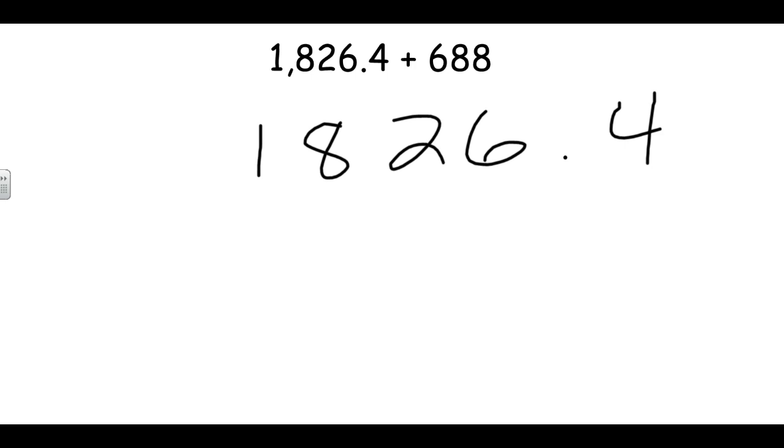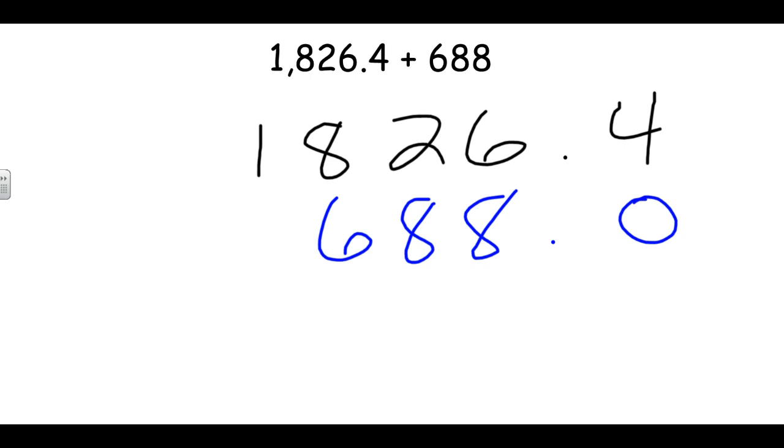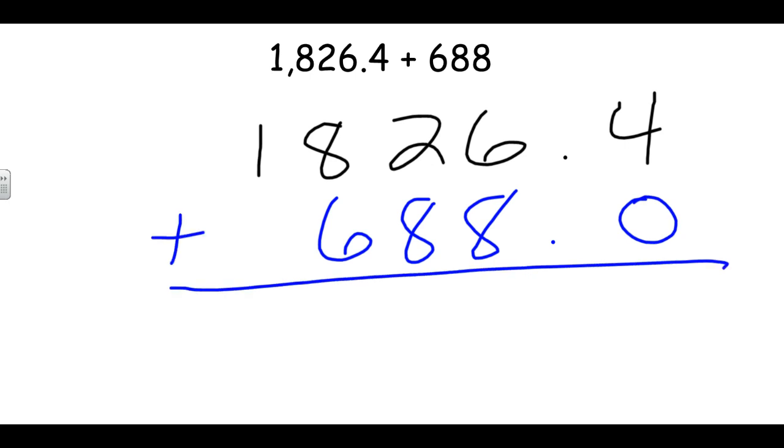So here we go. Let's write it correctly. 688. We can add a decimal point and a 0 if we want. And now we go through our standard addition algorithm, which is just a way that we know will get us to an answer. 4 plus 0 is 4. Decimal point is where it is. 6 plus 8 is 14. That means we're going to write down that 4, carry the 10, which is the 1 in the 14, over to the tens column. 8 plus 2 is 10, plus the 1 is 11.